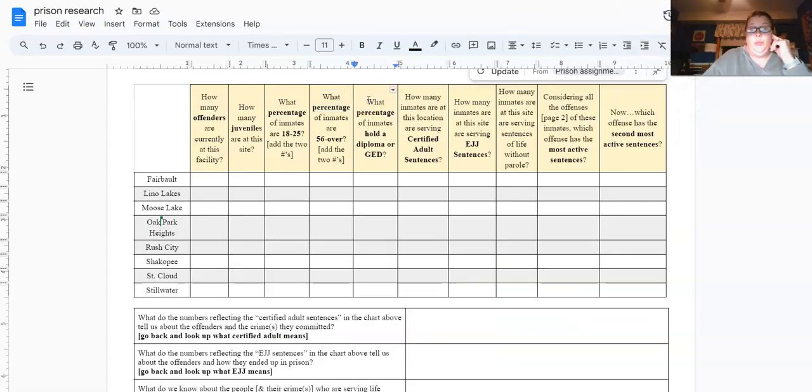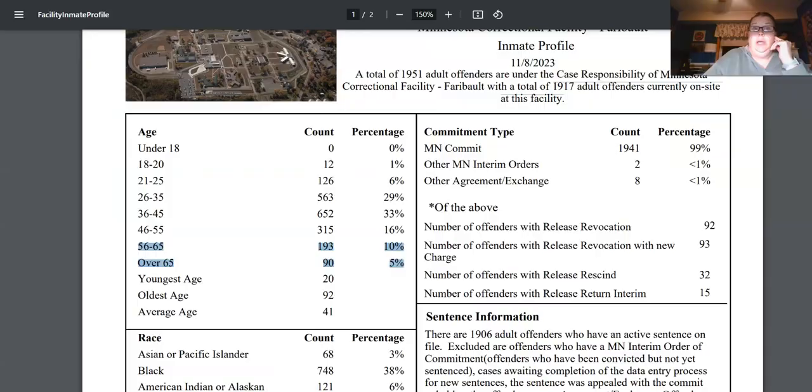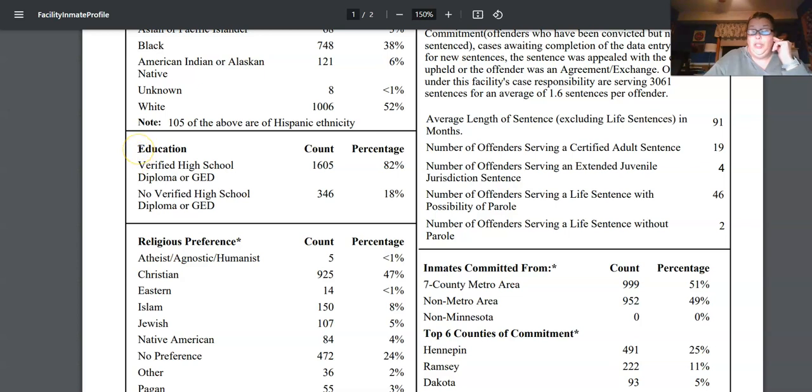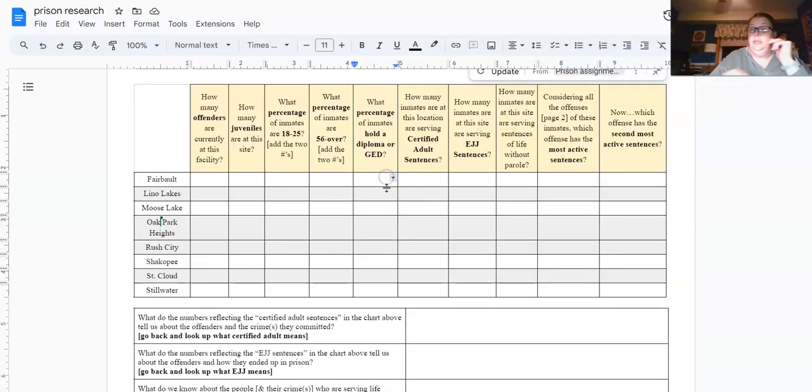The next box says, what percentage of inmates hold a diploma or a GED? Okay, so they've met the basic requirements for high school. I'm going to go back. I'm going to look for education. Here's my box with education. They're all in the same locations on each of the prison sites. At Faribault, 82% of the inmates have a verified high school diploma or GED. I'm going to put that percentage in this box, depending on what it is the day that you take the information down.